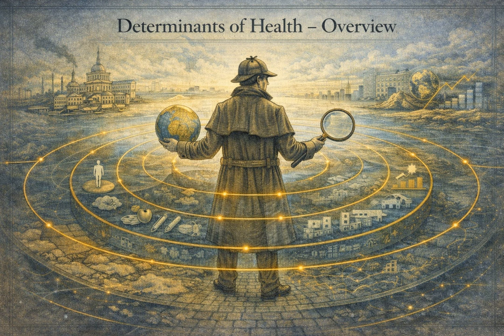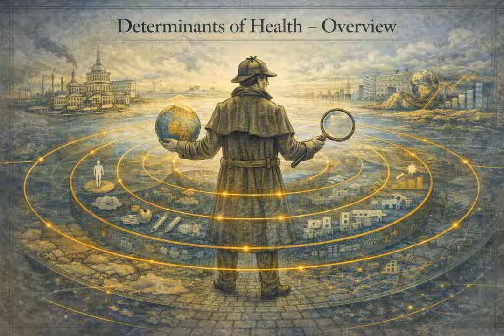The chapter emphasizes the distinction between proximal causes, such as smoking or diet, and upstream determinants, such as poverty, marketing systems, urban design, and governance structures. Effective public health strategy requires addressing root causes rather than only their downstream manifestations.